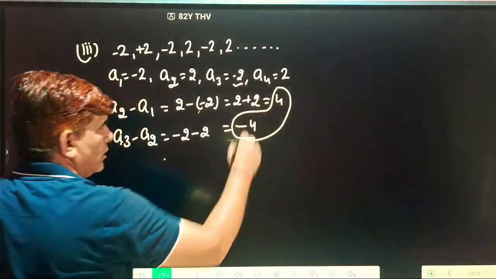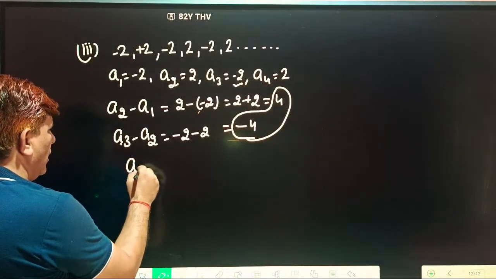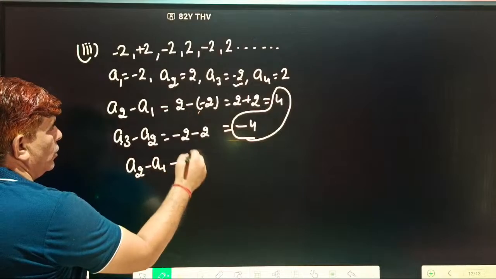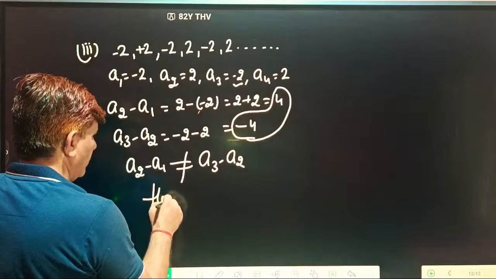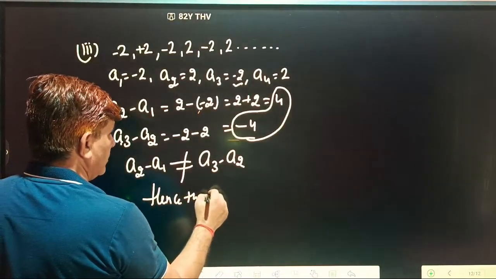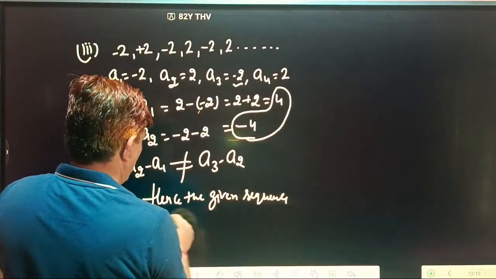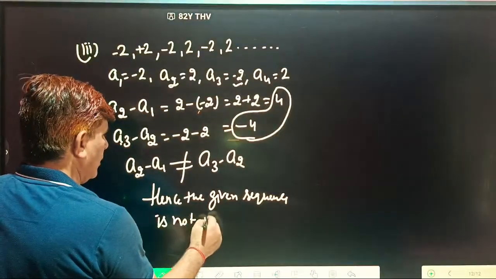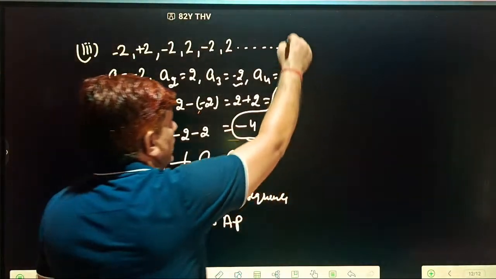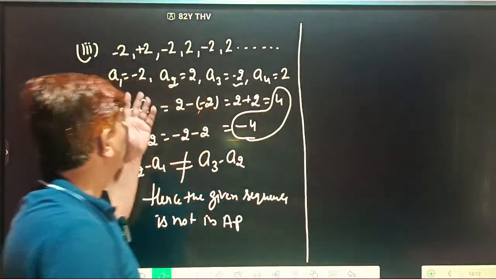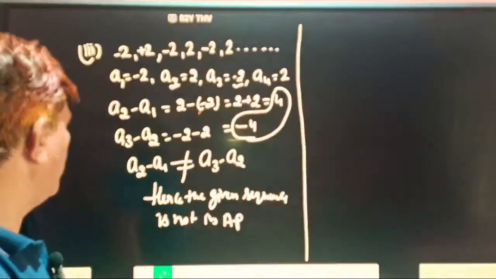These both are not equal. So what can we say? A2 minus A1 is not equal to A3 minus A2. Hence, the given sequence is not in AP. If it is not in AP, how can we find its next term? We can find this, we know it's following a rule. So definitely a sequence, but not in AP.